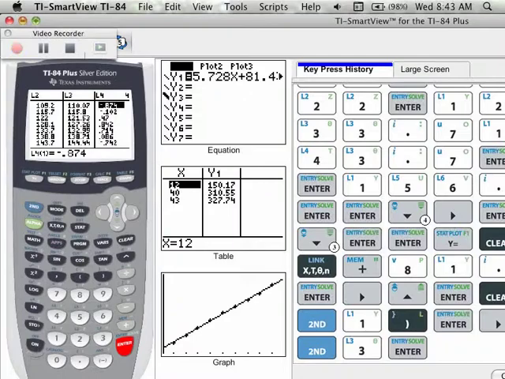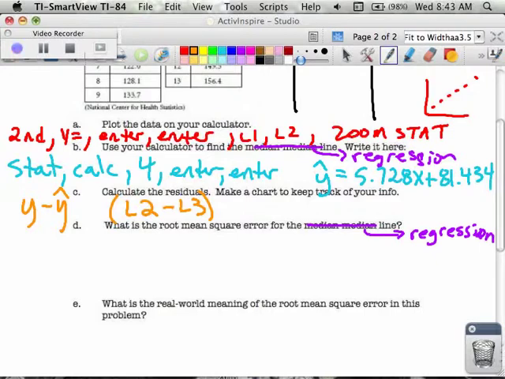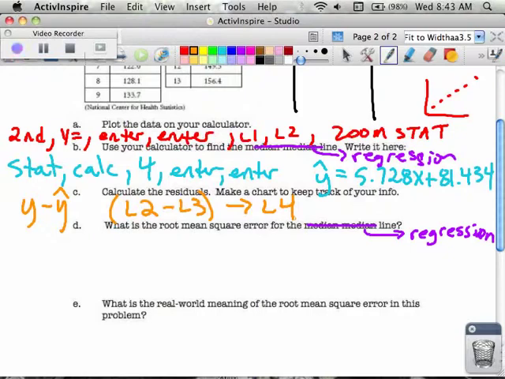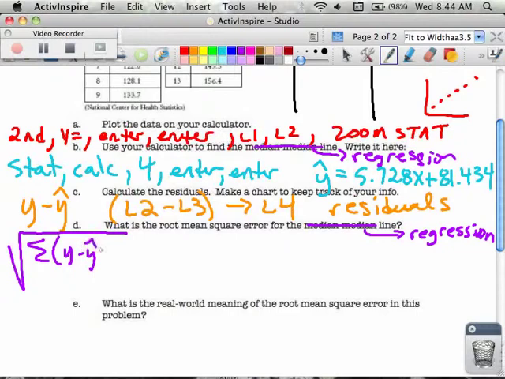Back in our notes, what that's saying is all of this stuff here, I am putting into L4. These are my residuals. Now, if you want this root mean squared error, from the previous page, if you remember, that was the square root of the sum of y minus y hat, which we now have in list number 4, but we want to square it. And then that's going to be divided by the number of things minus 2.